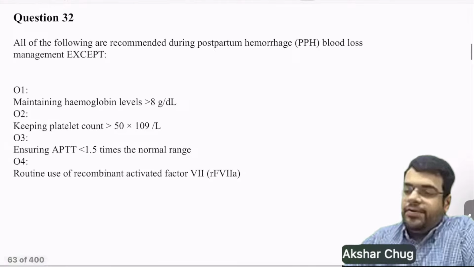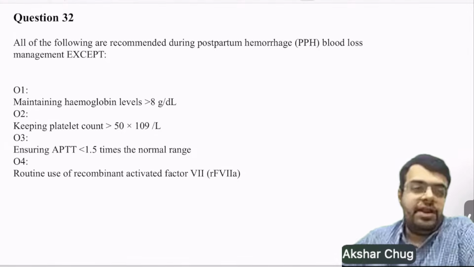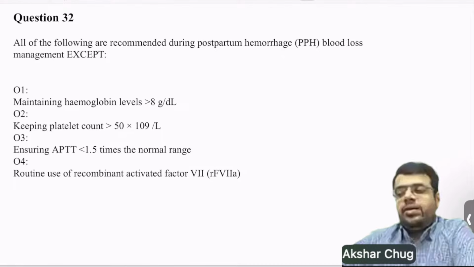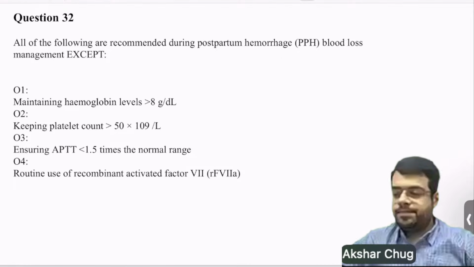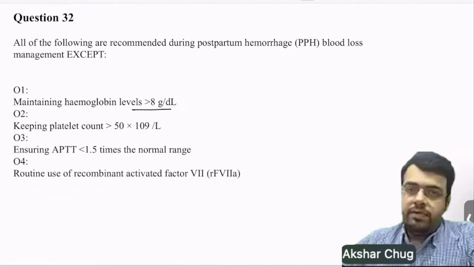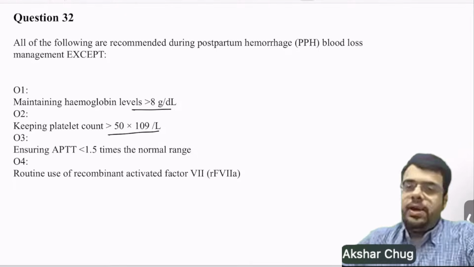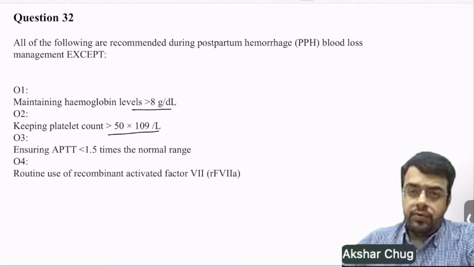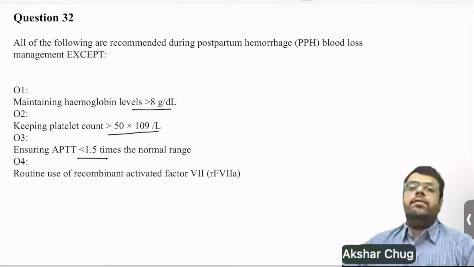Which of the following are recommended during postpartum hemorrhage blood loss management, except? So we are asked what we want to do in case of postpartum hemorrhage. Maintaining the hemoglobin above 8 gram per dL, that makes sense. We want to do that. Keeping the platelets more than 50 into 10 raised to 9, that also we want to do. APTT less than 1.5 times, that is also something we target.